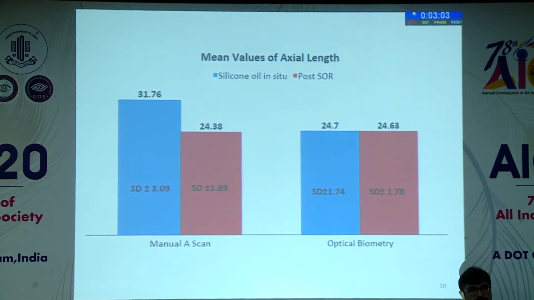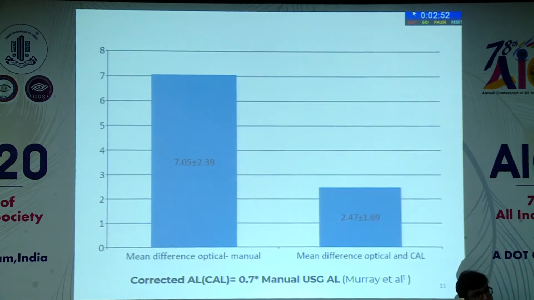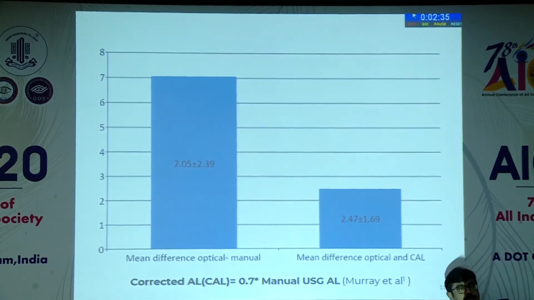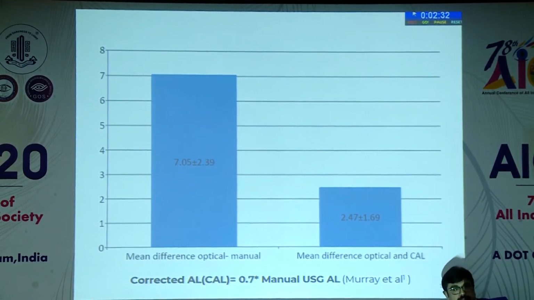In optical biometry in the same eyes, the preoperative axial length was 24.7 and post oil removal it was 24.63. You can see that there is hardly any difference between the two. Now this is a bar graph showing the mean difference between optical and manual. On the left side we can see that the mean difference was about 7.05 plus minus 2.39. Now when we used a corrected axial length, that is the axial length measured by ultrasound multiplied by 0.7, the difference reduced to 2.47 plus minus 1.69. The difference reduced significantly, but it is still quite high.